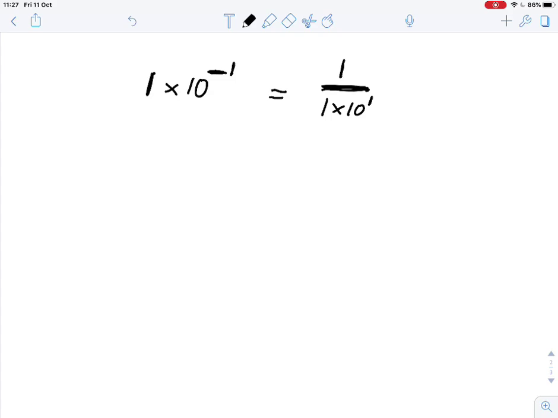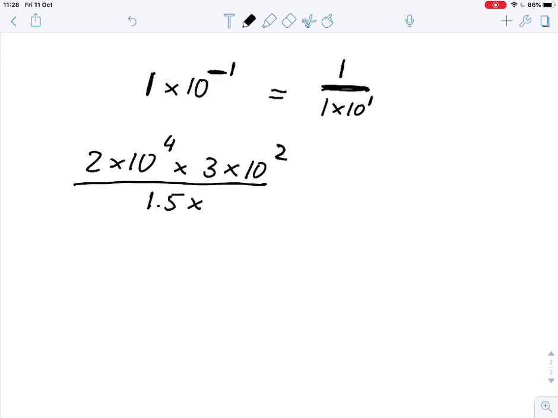So, I think one of the questions was: simplify the expression 2 times 10 to the power of 4 times 3 times 10 to the power of 2, divided by 1.5 times 10 to the power of minus 3. Hey, let's have a little bit of fun. Let's live a little. Let's simplify that.